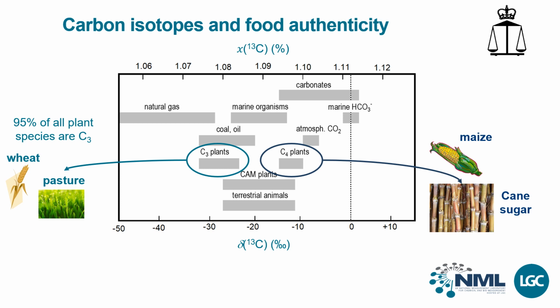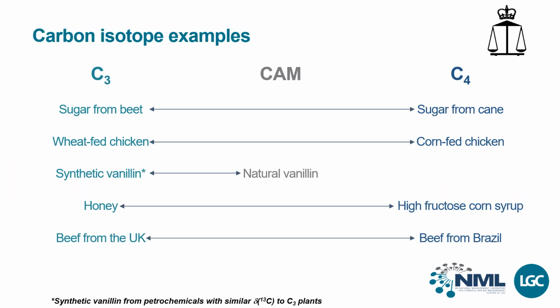Examples of C4 plants include sugarcane and maize. The third photosynthetic mechanism is crassulacean acid metabolism, or CAM. The CAM pathway is an intermediate pathway used by succulent plants in tropical regions such as pineapple and vanilla. Differences in fractionation of carbon isotopes between photosynthetic mechanisms may be applied to food authenticity.